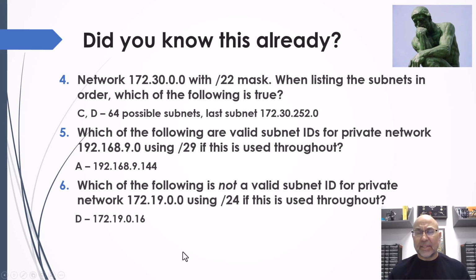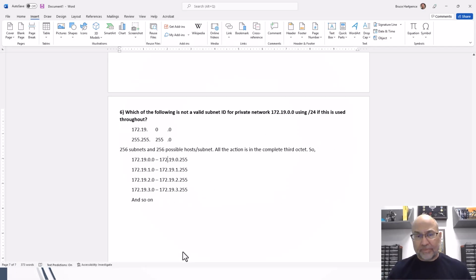And so that .16 doesn't make any sense. But again, we'll take a look. Now, the cool thing about this problem is that it's a /24. So that means the entire third octet is where all the action is. This is where all of the subnetting happens. So there should be nothing going on in the last octet.